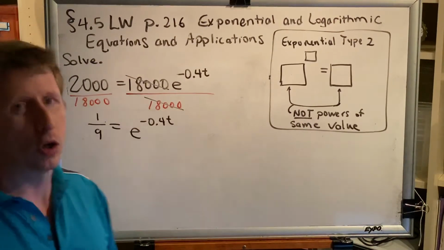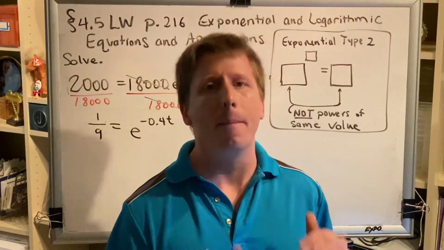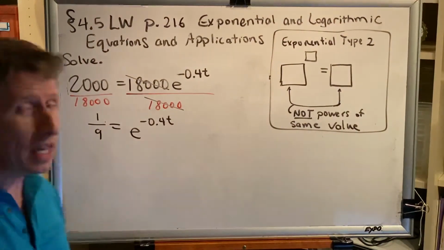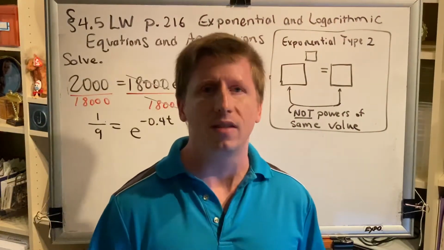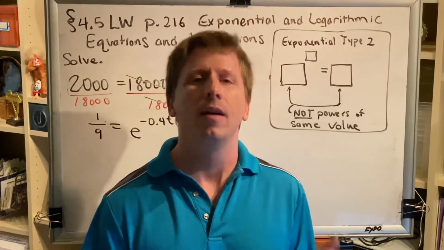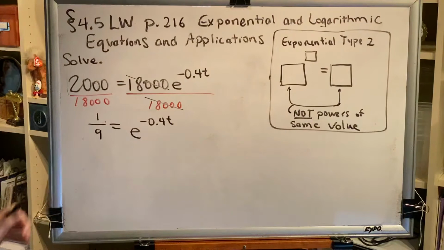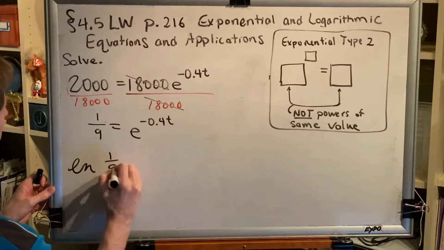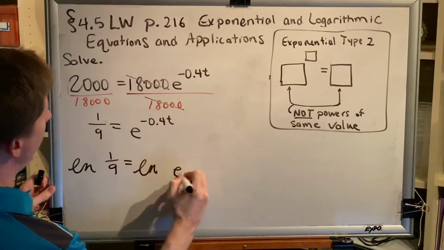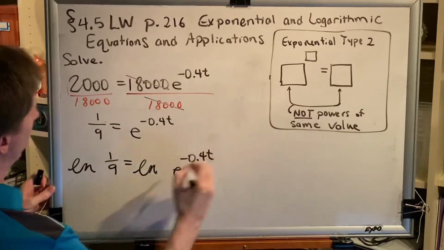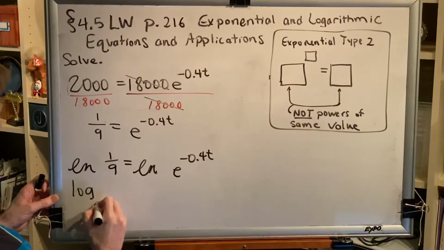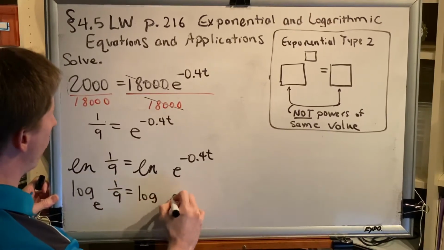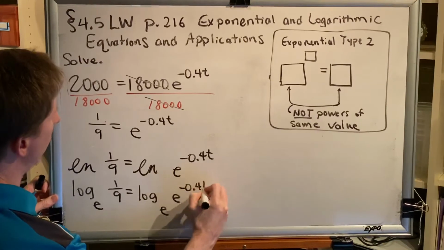And the advice that I gave you earlier was use the base that matches the base of the problem that you're working with. Well, the base of the problem we're working with is e. So we need to use a logarithm whose base is e. What kind of logarithm has a base e? A natural logarithm. So we're going to take the log base e of both sides. Natural log of 1/9 equals the natural log of e to the negative 0.4t. Or if you prefer, log base e of 1/9 equals log base e of e to the negative 0.4t.